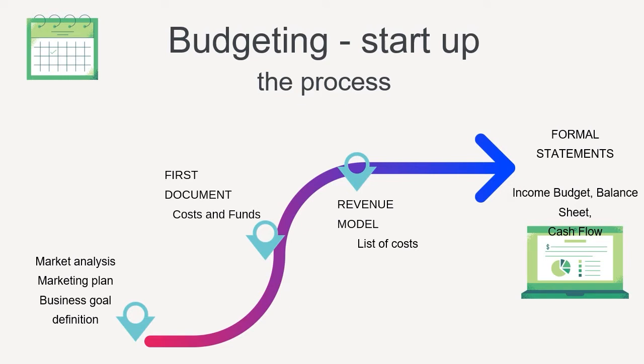If the previous steps of the business plan are well developed, it becomes easier to set up economic and financial information. A first document highlights the costs and funds required to proceed with the startup. Then a revenue model and a list of costs should be prepared in order to analyze the feasibility of the business model. Formal statements such as income budget, balance sheet, cash flow are needed if the business plan is expected to be submitted to investors, banks, business angels, grants.